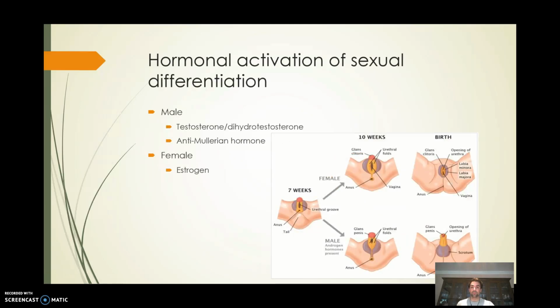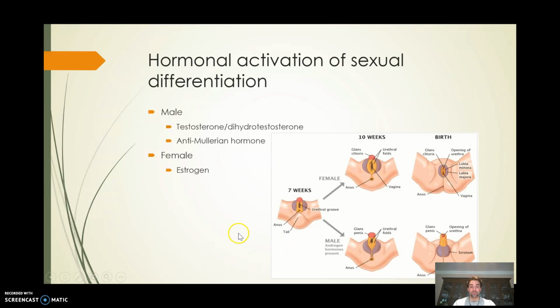So, in this next slide, we will discuss the hormonal activation of sexual differentiation. Now, males, as we talked about, have the SRY gene, and the product of this gene stimulates the indifferent gonad to develop into testes. And these testes begin producing two hormones. We have testosterone and its associated dihydrotestosterone, as well as the anti-Mullerian hormone. And in the female, during this stage of the life cycle, we have only estrogen being produced.